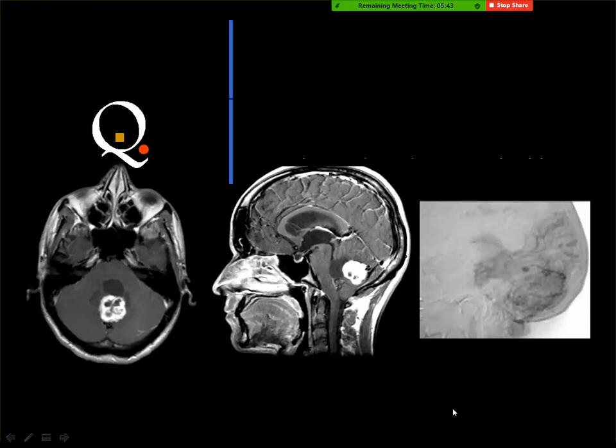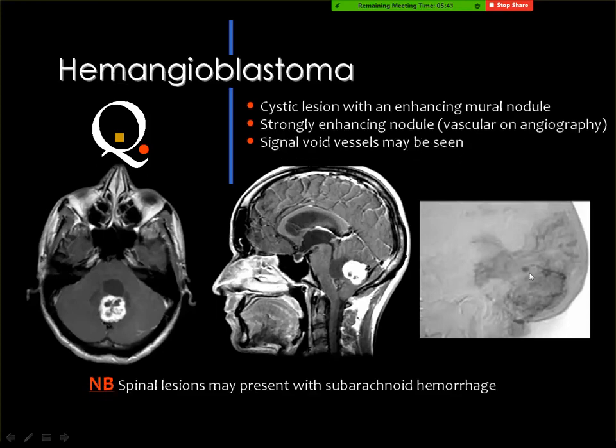Hemangioblastoma. Yes, and this is hemangioblastoma because you have the angiography. And the angiography showed that the nodule is enhancing or hypervascular, which means that you are dealing with hemangioblastoma, but in astrocytoma, the nodule is hypovascular.